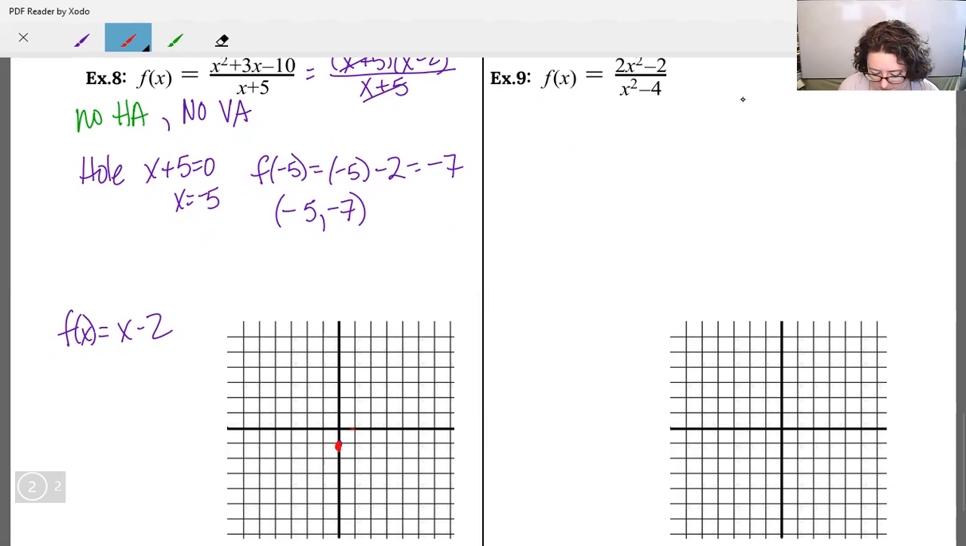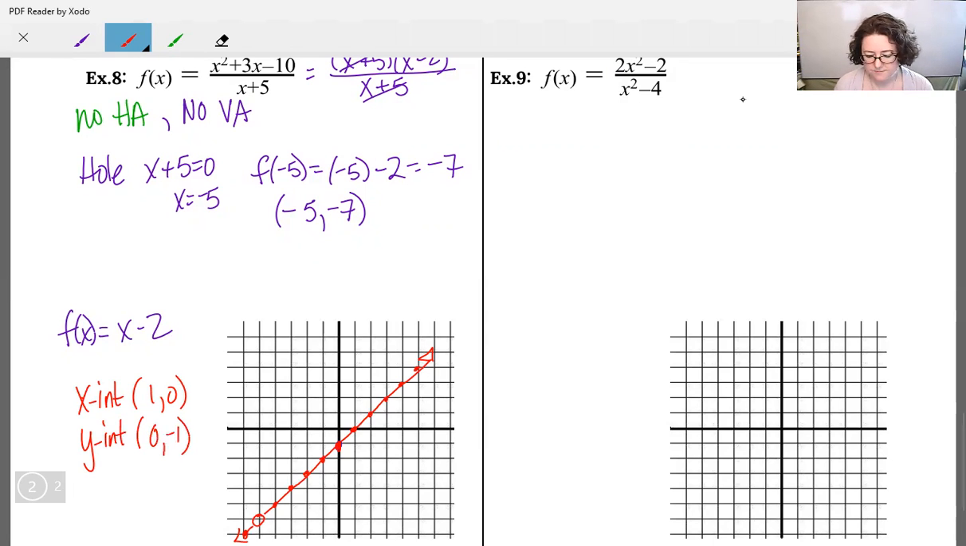Slope of 1, so that means I'm just going up 1 over 1 for each point. Except for when I get to -5, -7, there's going to be a hole in the graph. And that is our function. So even just sketching this out because it was a line, I also know my x-intercept is at the point 1, 0, and my y-intercept is at the point 0, -1.